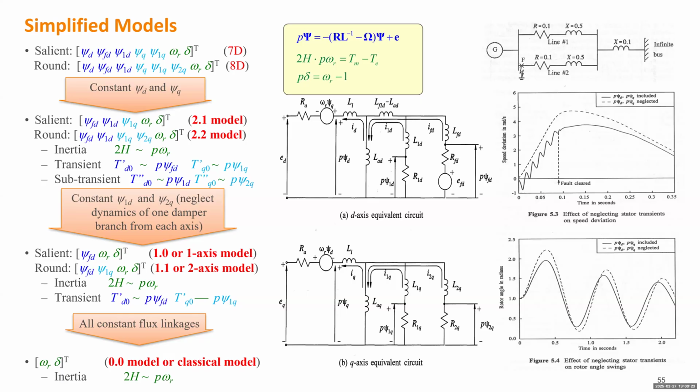But this can be a very useful model when you want to create some new concept. If you want to design any controller or stability algorithm, you want to start from a very simple model, so you can start from the classical model. And then you can gradually add flux linkage, 1 or 2 steps, to the model, and upgrade it to 1.0, 1.1, or 2.1, 2.2. Usually the 2.2 model is the most complex model you will see regarding power system stability.